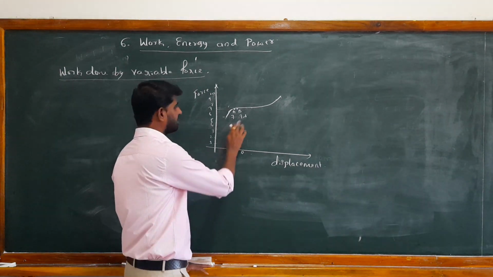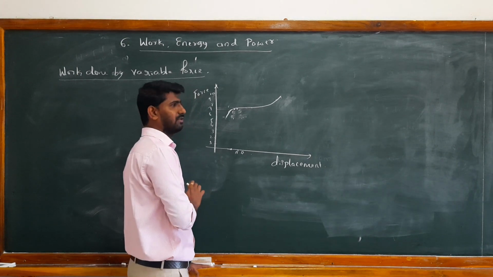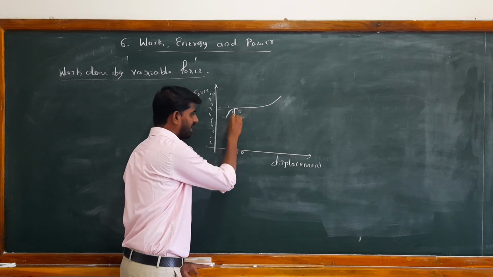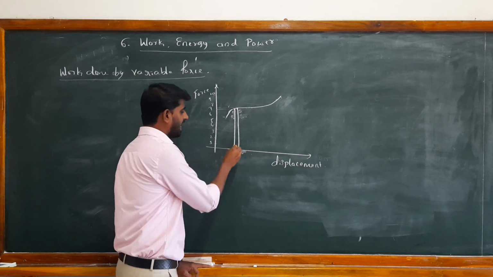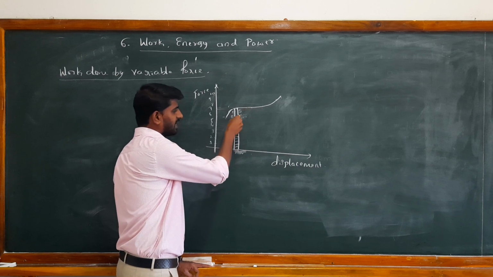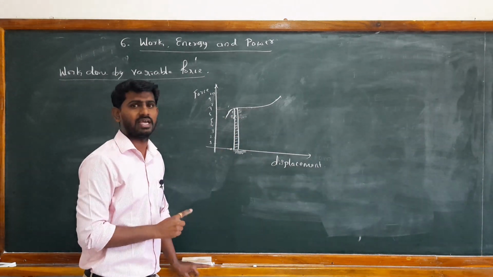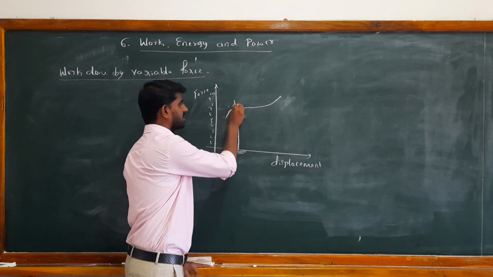So then I take this as a constant, nearly equal. Then I take this force for a small section, take its displacement A to B, and get its area. That area itself is the work done for a small displacement dx.